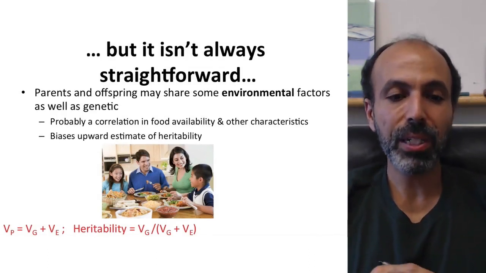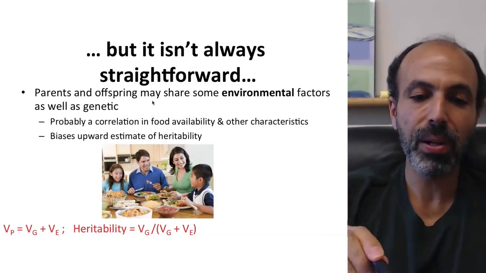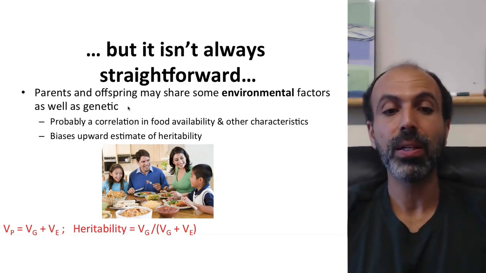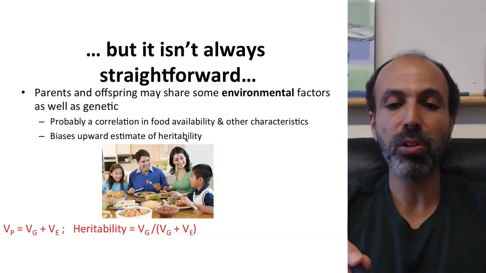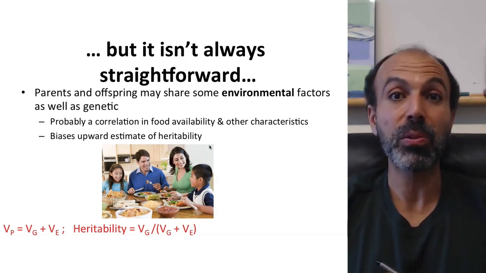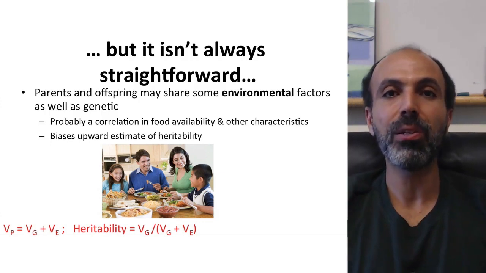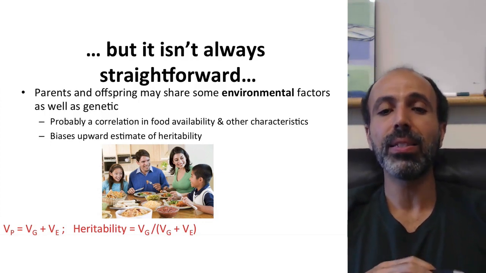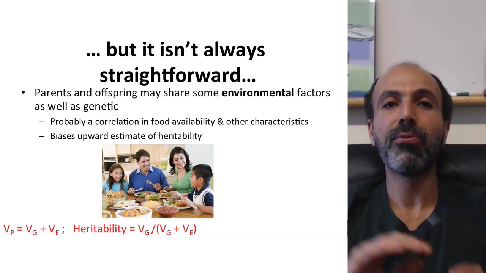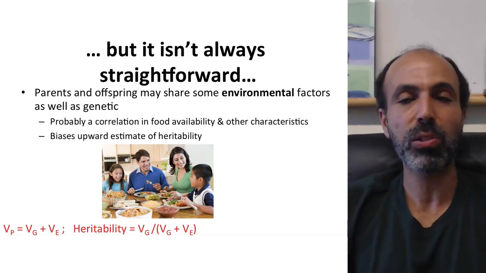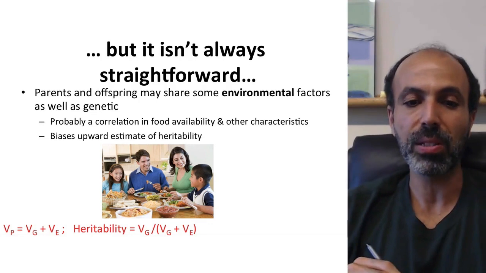Now, everything we've been talking about ignores the fact that parents and offspring may share some environmental factors as well as genetic factors. There's probably a correlation in food availability and other characteristics between parents and offspring. And what this does is this biases upward the estimate of heritability, because we're assuming anything that's shared in this way is from genetics, but in fact there may be some environmental effect that's shared, especially in the sort of parent-offspring correlation as I talked about.